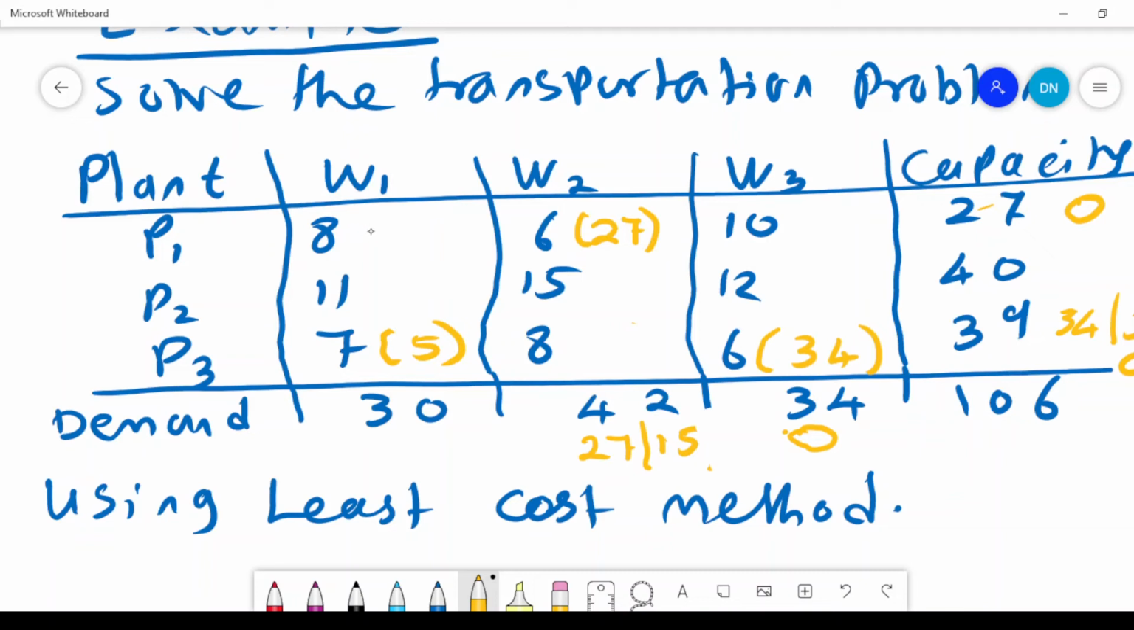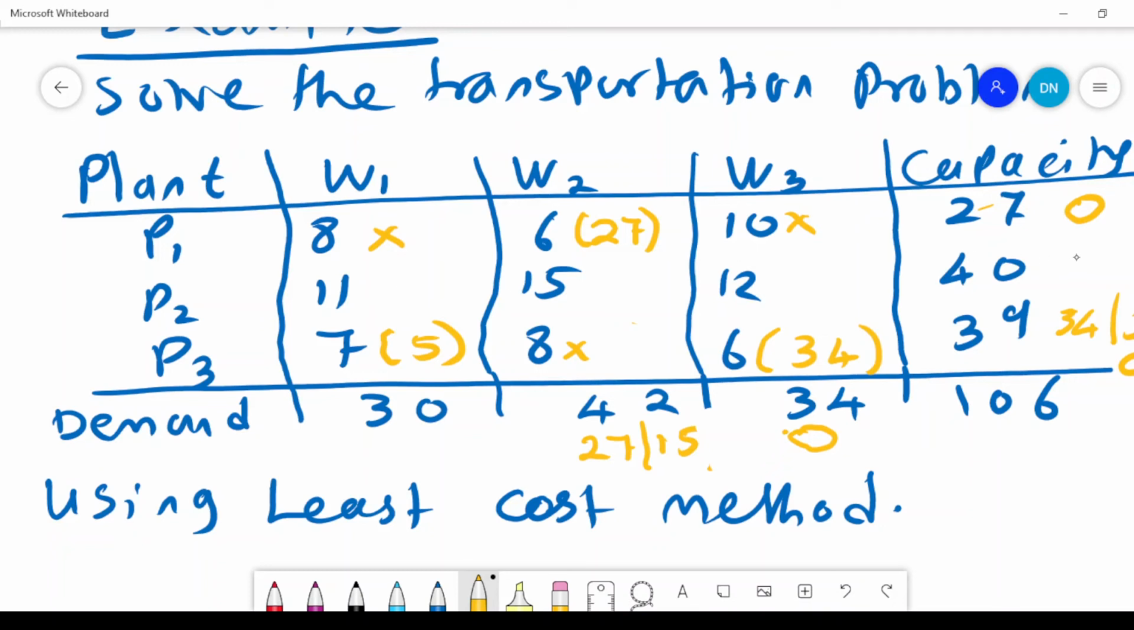Then I move to the next number. I go to 8 here. I realize that in this 8, P1 cannot give W1 anything because it has exhausted the 27 units it had. It gave all the 27 units to W2. Now I come to this here. P3 has also exhausted all what it had, so it cannot give anything. I move to the next number, which is 10. P1 also exhausted everything that it was giving. Then I come to 11.